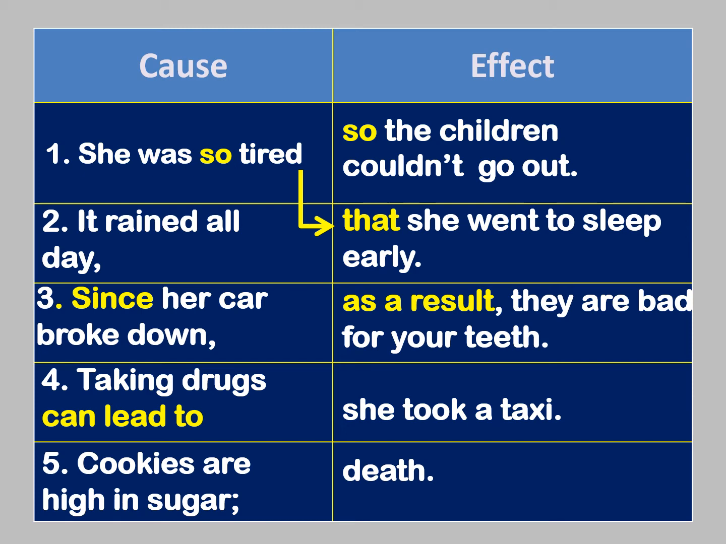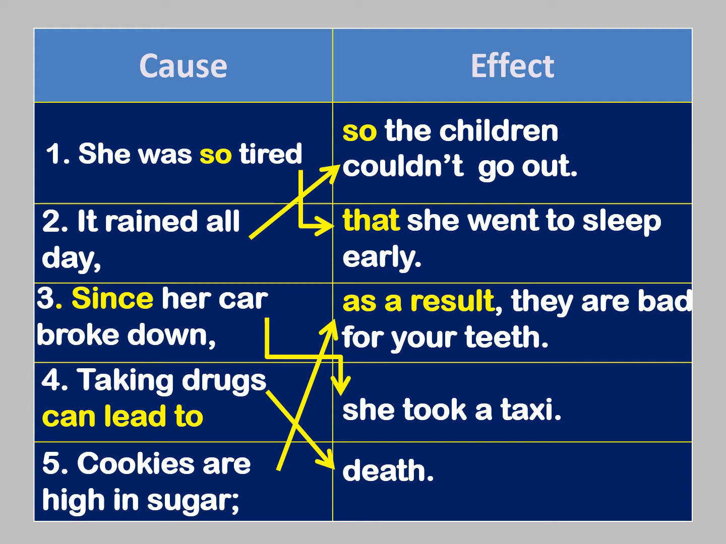Number two, it rained all day. So the children couldn't go out. Number three, since her car broke down, what did she do? Good, she took a taxi. Number four, taking drugs can lead to what? Can lead, of course, to death. Number five, cookies are high in sugar. As a result, they are bad for your teeth.